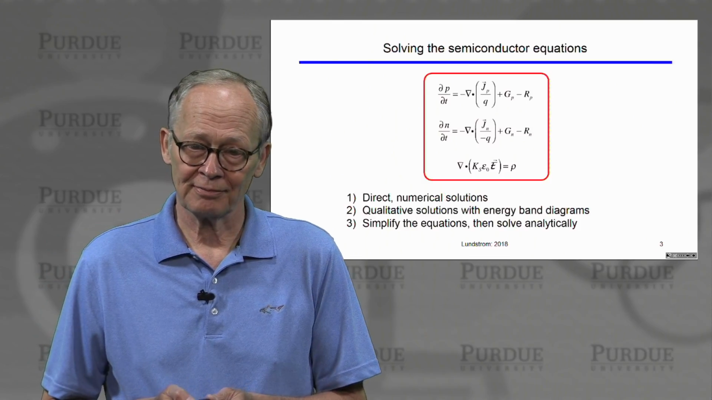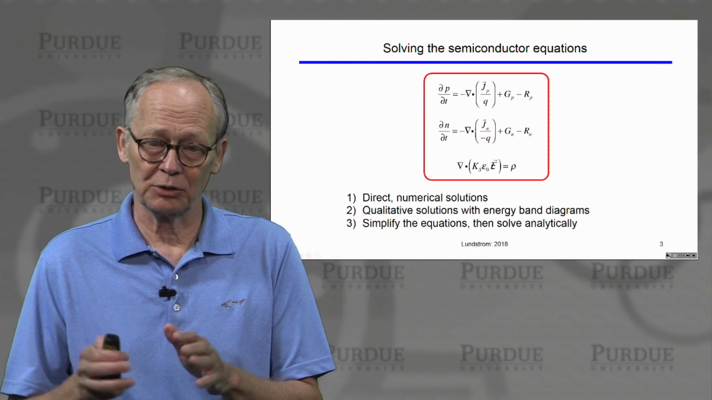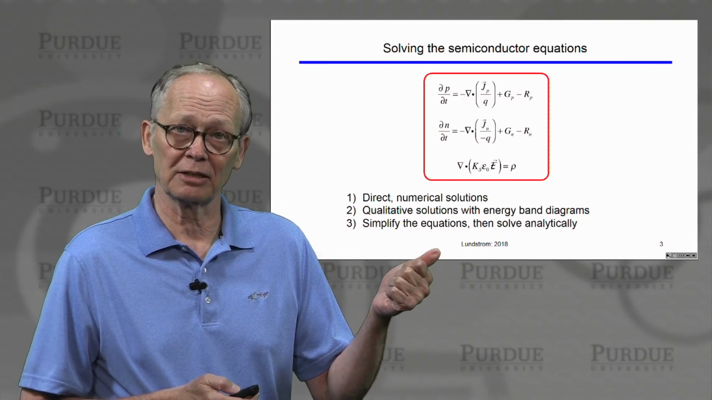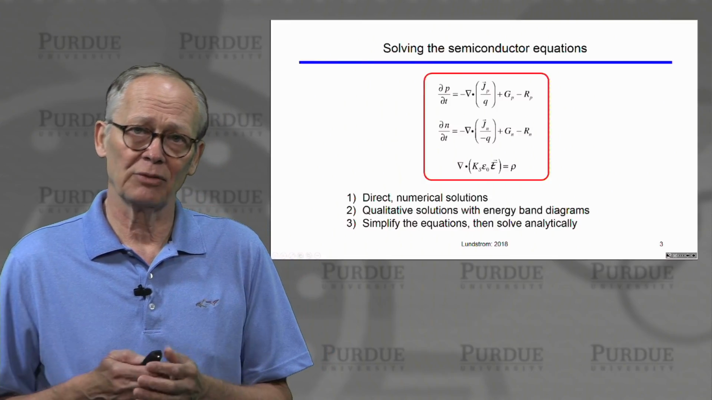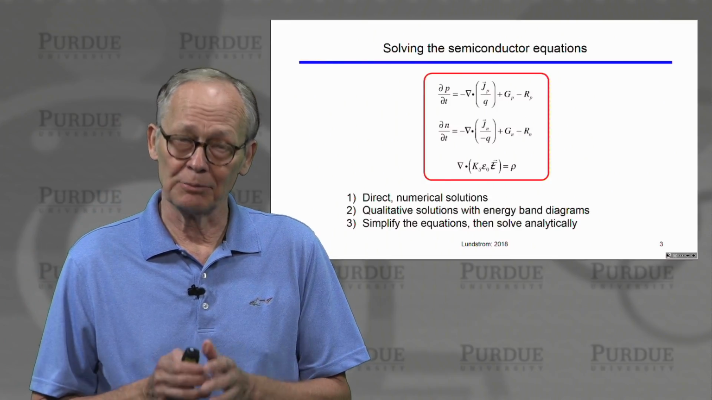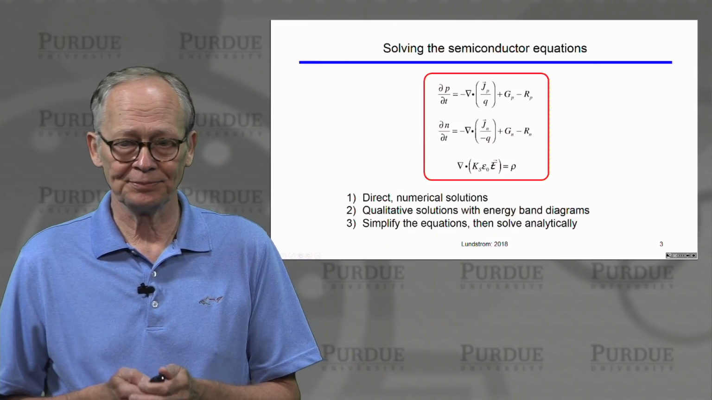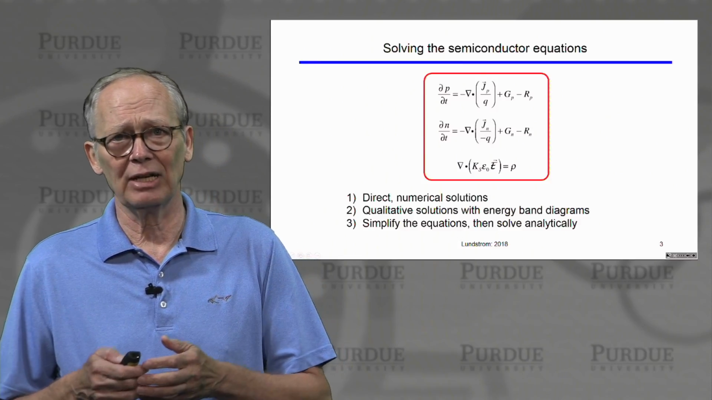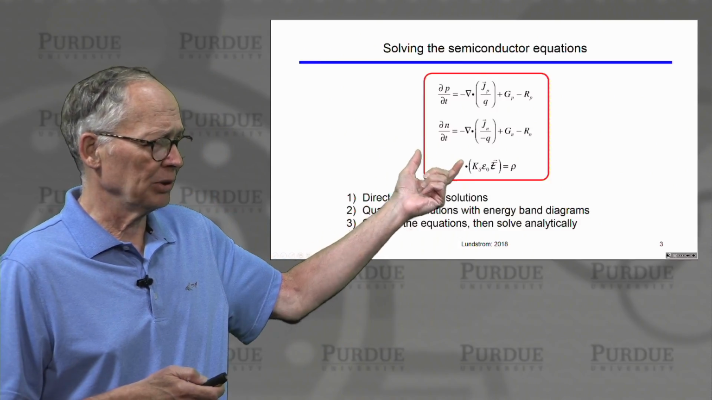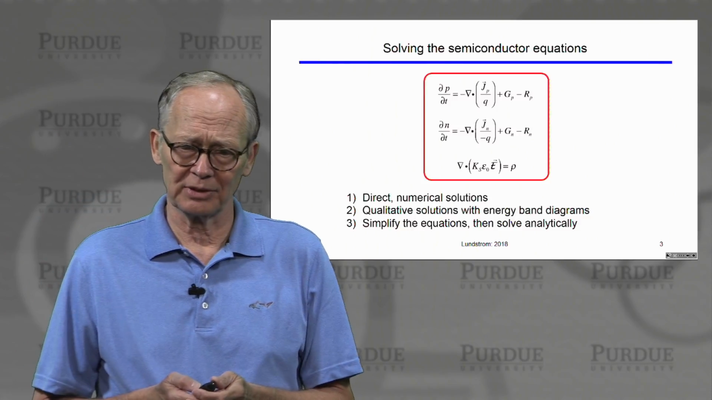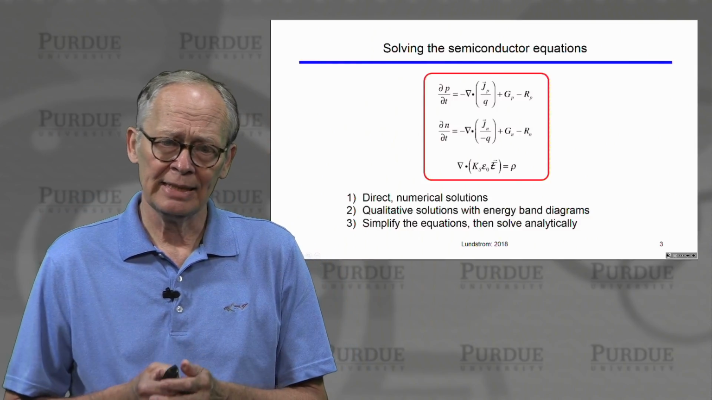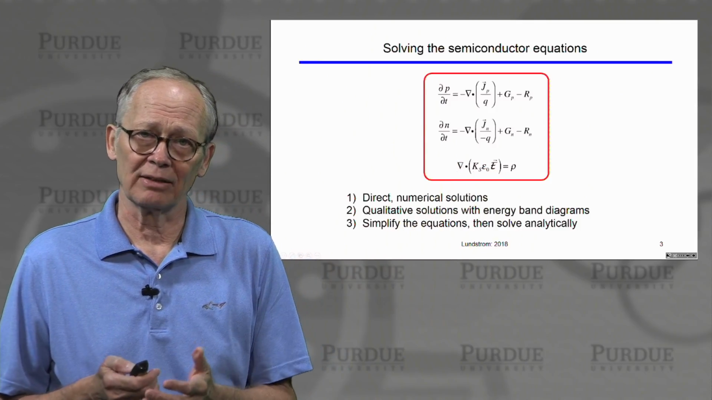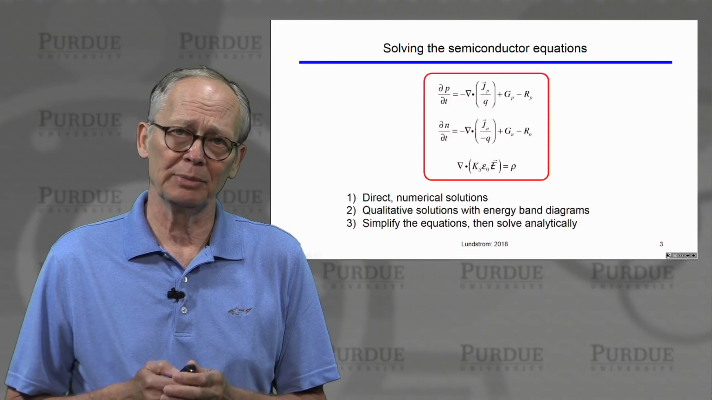common situations. In order to solve these equations, we basically have three options. We can do direct numerical solutions. You can solve these on a computer by discretizing the equations and solving the resulting systems of equations. Computer programs to do that are widely available. We can also get qualitative solutions. We learned how, by drawing an energy band diagram and interpreting it, we can understand what the qualitative solutions are to problems like this. A third option is to simplify these equations appropriately so that they can be solved analytically relatively easy. That's what we're going to be discussing in this lecture.